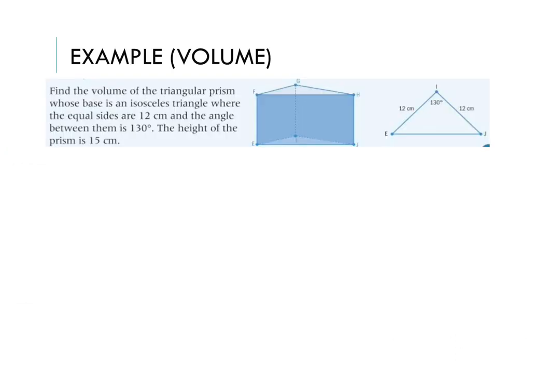This example: find the volume of the triangular prism whose base is an isosceles triangle where the equal sides are 12, so we see the 12s here, and the angle between them is 130. The height of the prism is 15. So the height of the prism is the distance between the two triangle bases. So if we look at our prism here, the height would be 15. The triangle that we see is the base, and they have a replication of the base right here.